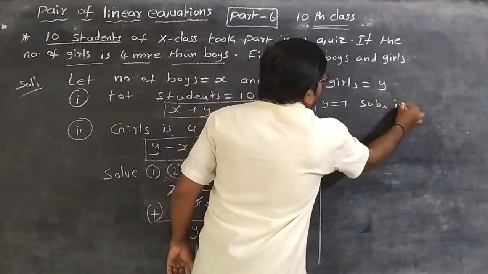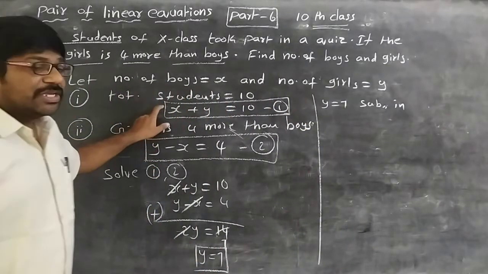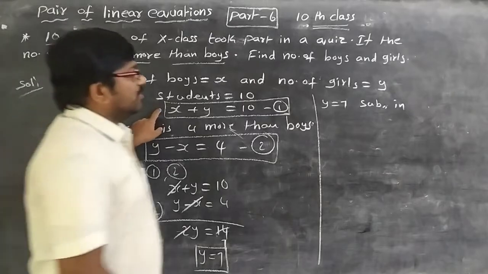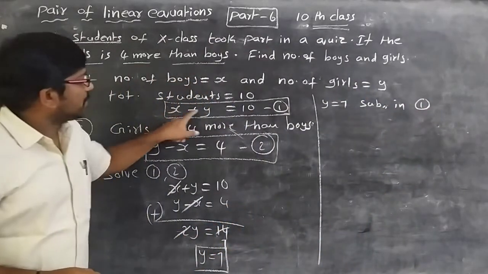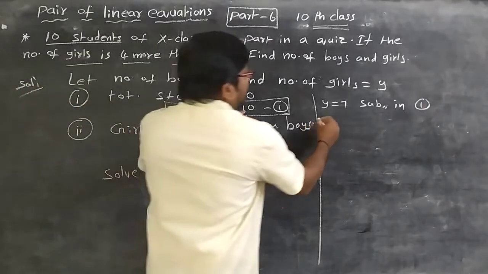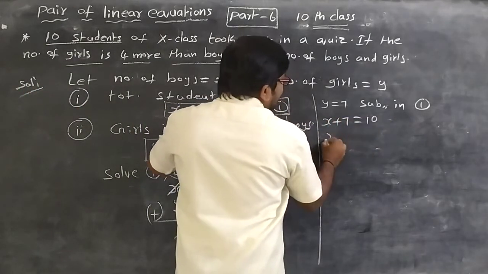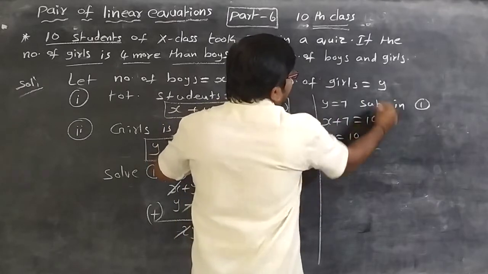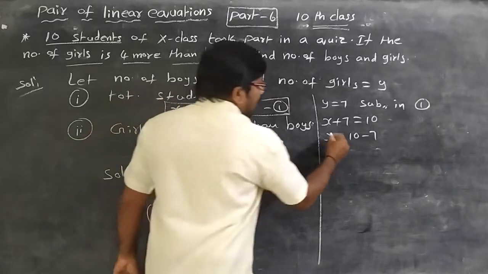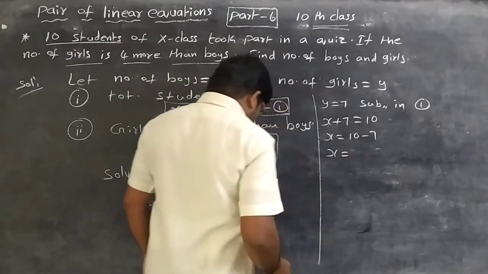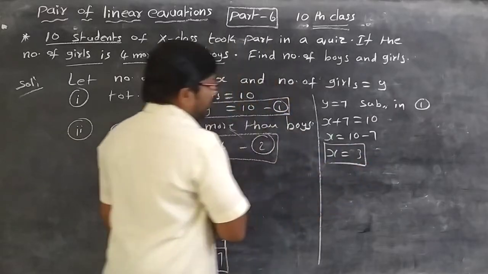Substitute in equation 1 or 2 to get the x value. Substituting the y value in equation 1: x plus y is equal to 10. x plus 7 is equal to 10. Then x equals 10 plus 7, which becomes minus 7 after taking it from left to right. Then x equals 10 minus 7, which is 3. x equals 3.